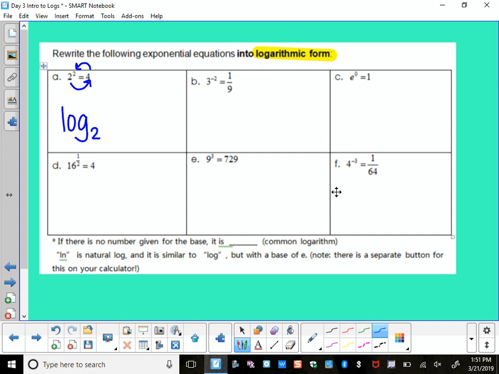Alright, what's the next number? 4. So log base, hold on. Log base 2 of 4 is equal to 2.